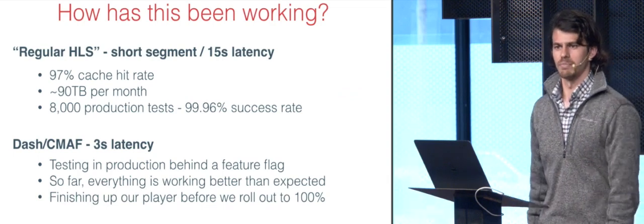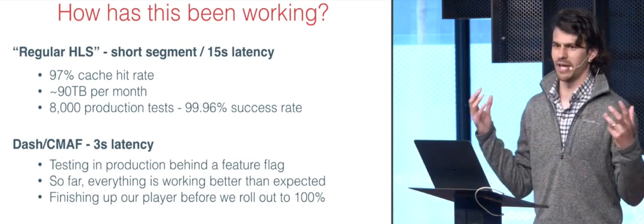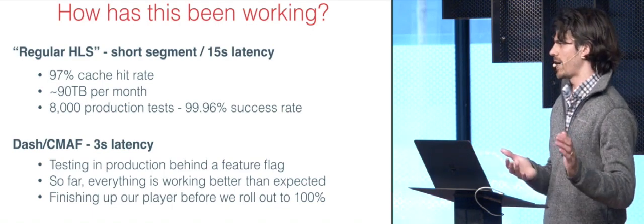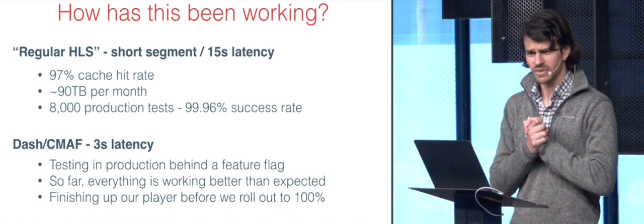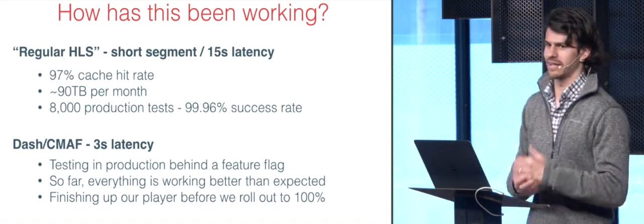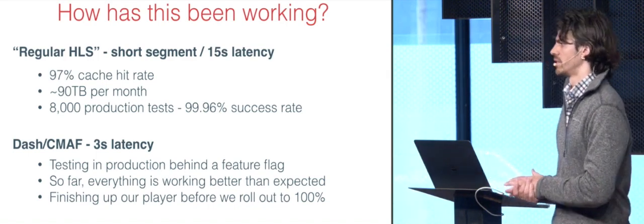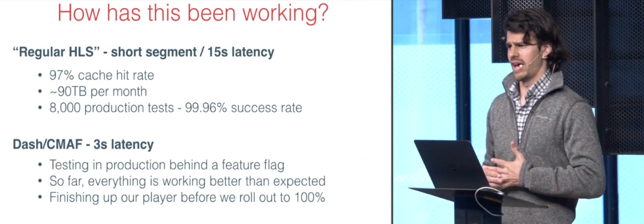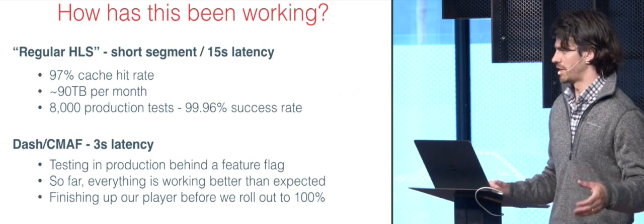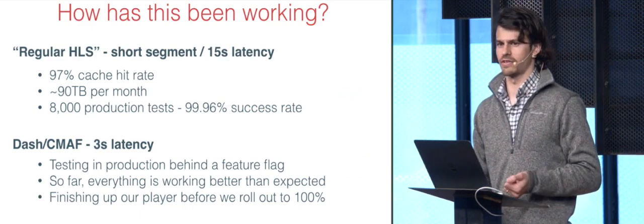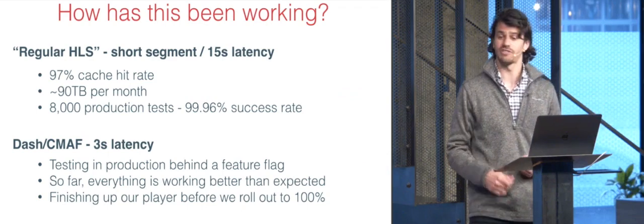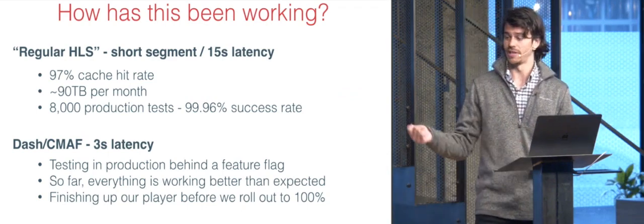So how's this been working? Basically, we have the same setup I just showed you, but with regular HLS, and we've been running that for the past couple months almost. We have short segments, about a 15 second latency. We're getting a 97% cache hit rate. We're doing about 90 terabytes per month. And we've had around 8,000 real live production events go through that. Three nines of success rate, we'd like to do a little better. That's pretty good.